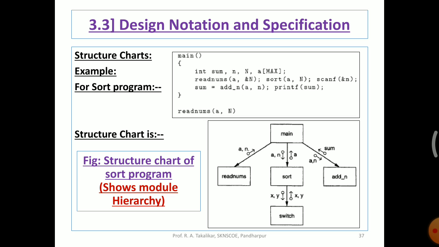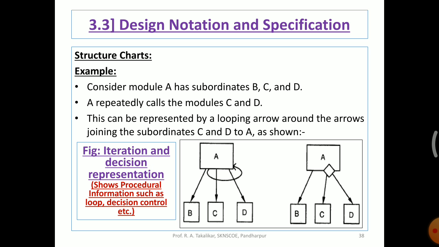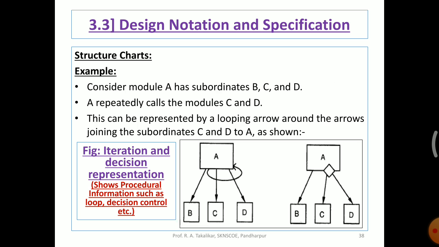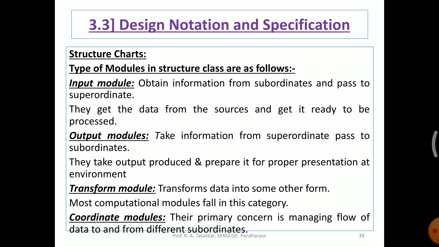Please remember which notations are used in a particular structure chart. That is very important. Again, we have seen the example where the iteration and decision representation, how it is done, how it is shown in the structure chart, which different boxes are used. Please remember which different boxes, arrows, etc. are used in the structure chart. You should please remember these things.